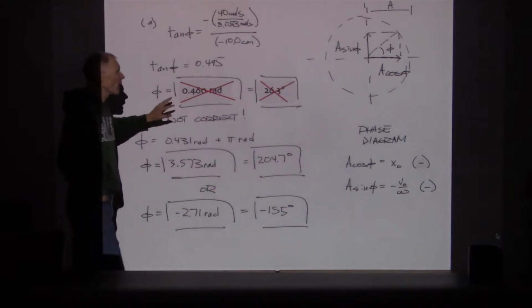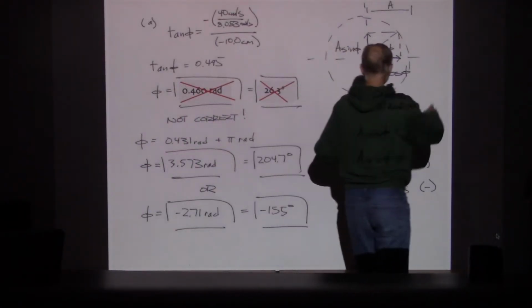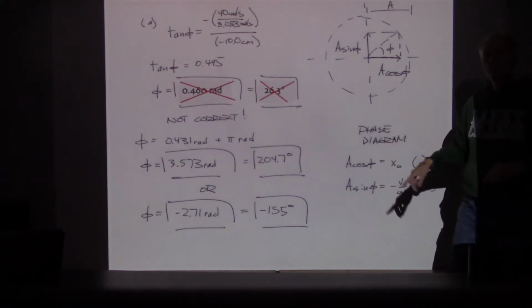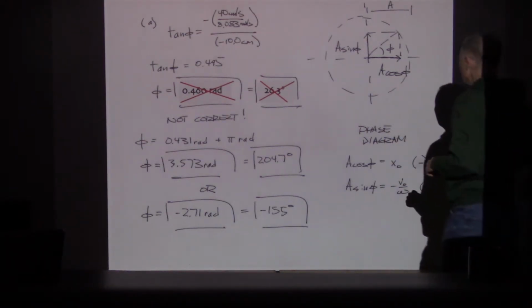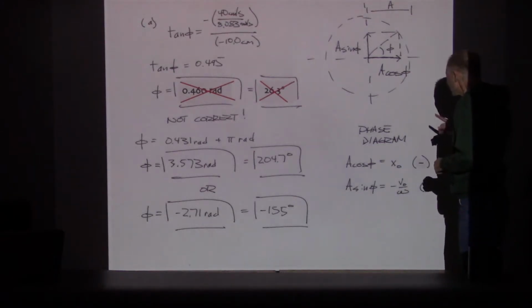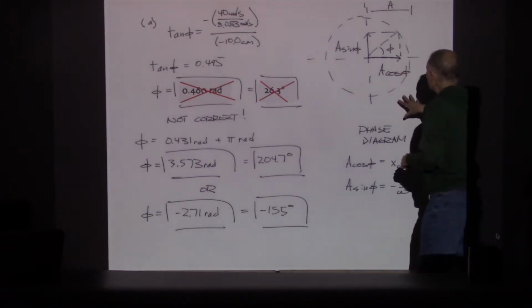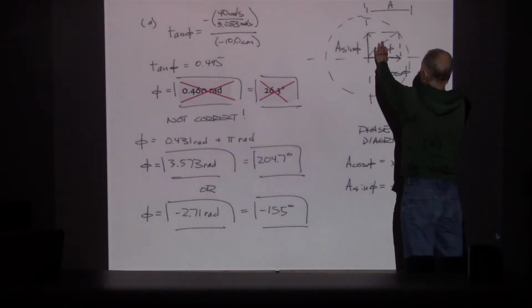It turns out it's not, and here's why. If I go back to the unit circle from my trigonometry class, these are so handy, right? What we've got is this. I've got a phase diagram keeping track of what that phase constant will be.